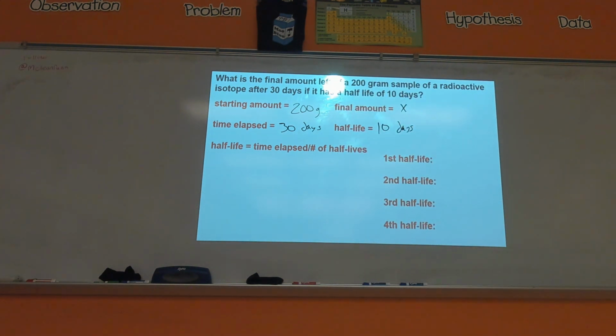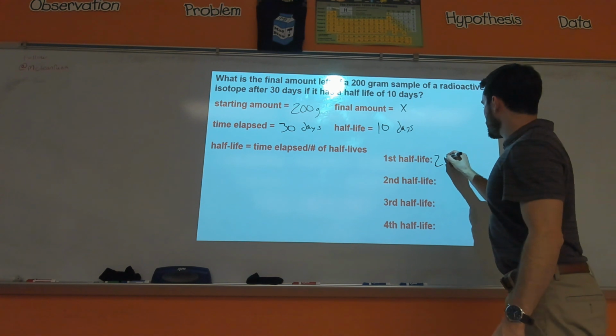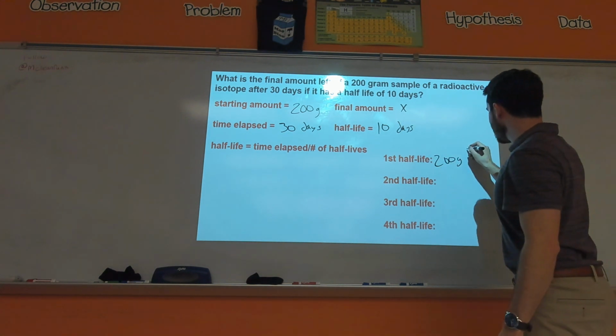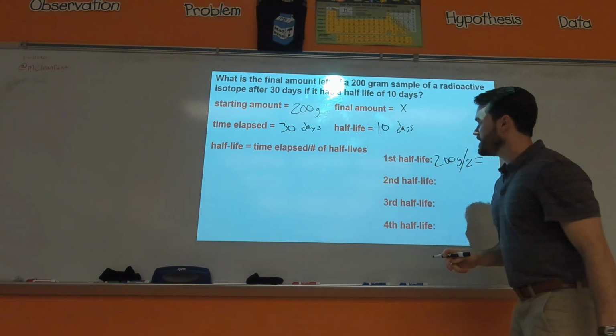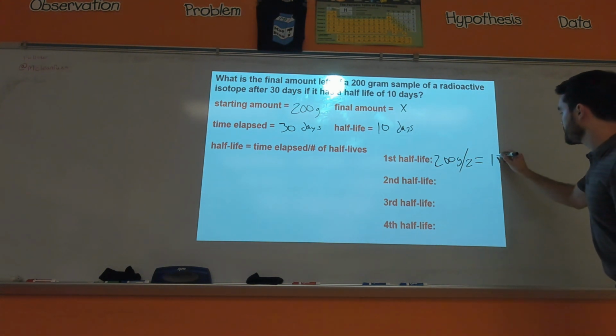So stop here and just use common sense. Just try to picture what is happening. You have some amount, 200 grams, of radioactive element. Every 10 days, that radioactive element will be cut in half. So after 10 days, we'd have how much? Start with 200 grams. 10 days have gone by, so we're going to cut it in half. How much do we have? You'd have 100 grams, right?